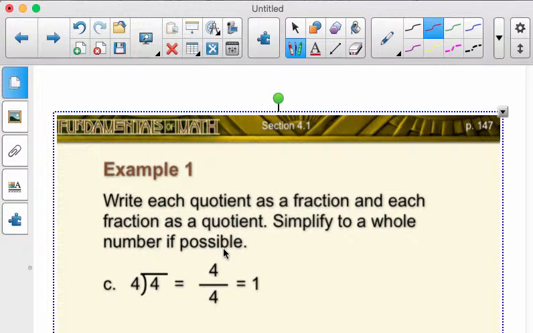Alrighty. Now, here's another one. Same directions. We have the division problem, 4 divided by 4. Well, 4 divided by 4 is the same as saying 4 over 4, or 4/4. And I already told you that if your numerator and your denominator are equal, they equal 1.